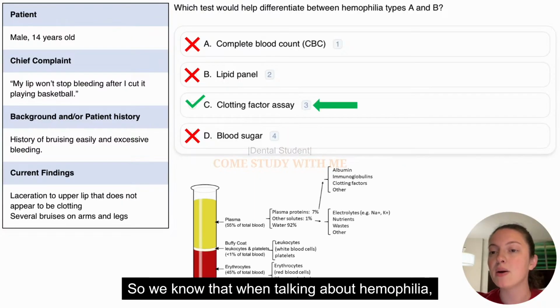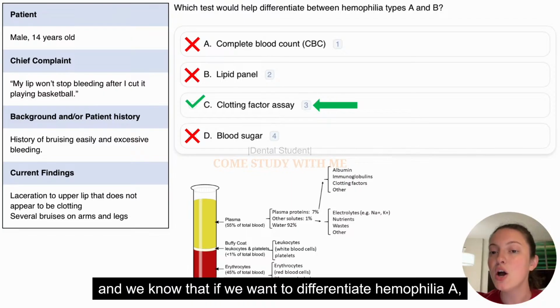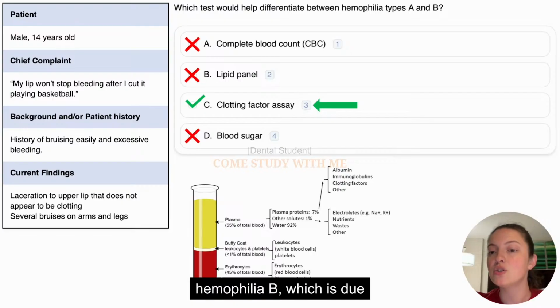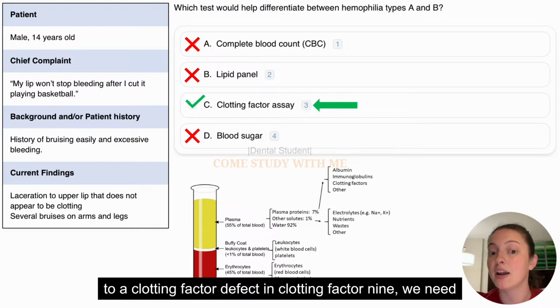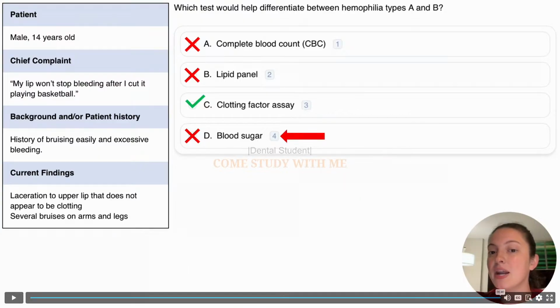So we know that when talking about hemophilia, it is a condition that is due to a defect in a clotting factor. And we know that if we want to differentiate hemophilia A, which is due to a defect in clotting factor 8, from hemophilia B, which is due to a clotting factor defect in clotting factor 9, we need to do a clotting factor assay.